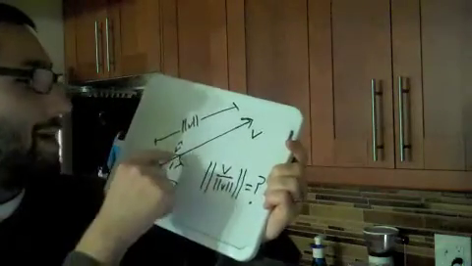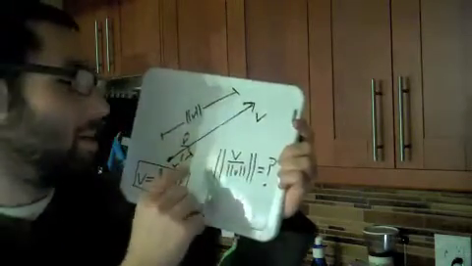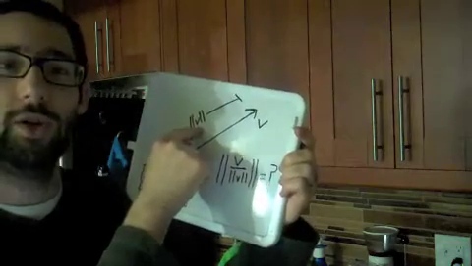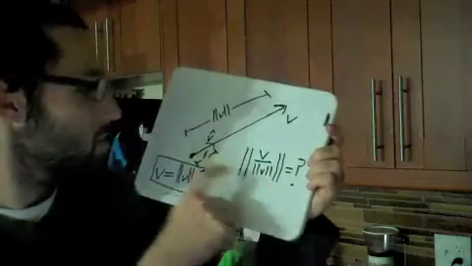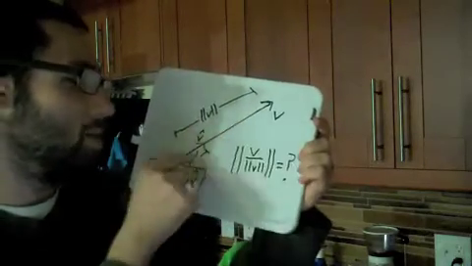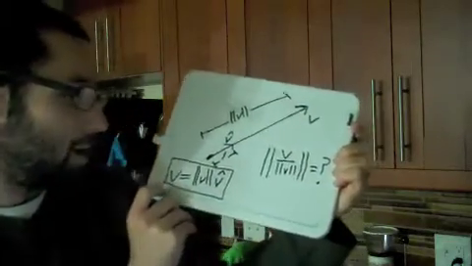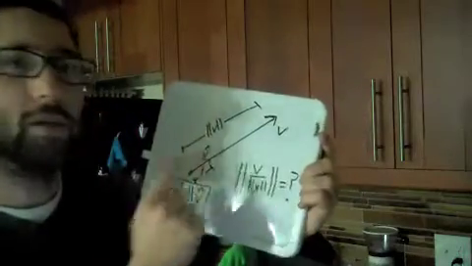Now, v hat would be a vector in the same direction as v, because if you just divide it by its own norm, you don't change the direction, you're just scaling. Remember, this is a scaling thing in here. And so you get this result that is v hat, that is in the exact direction of v, but has length 1.